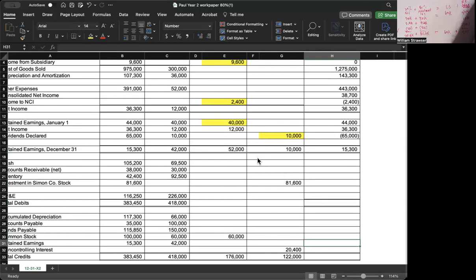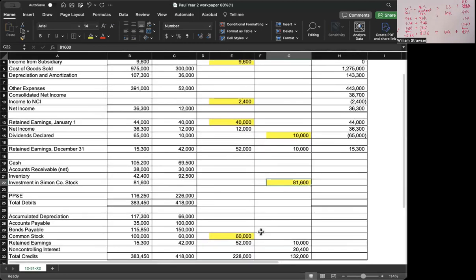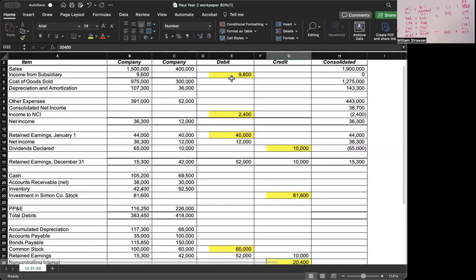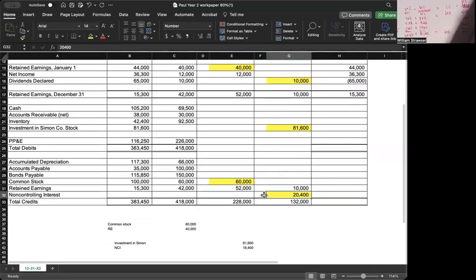But because all of these affected retained earnings, I now have to repeat these two whole amounts down here, 10,000 and 52,000. These are not the first time I'm making these entries, so I do not highlight them. I do highlight this one because I made that right at the beginning. I also highlight my investment in Simon because that's a new entry. It hasn't been recorded yet. I also highlight this NCI. These create my entire consolidation entry.